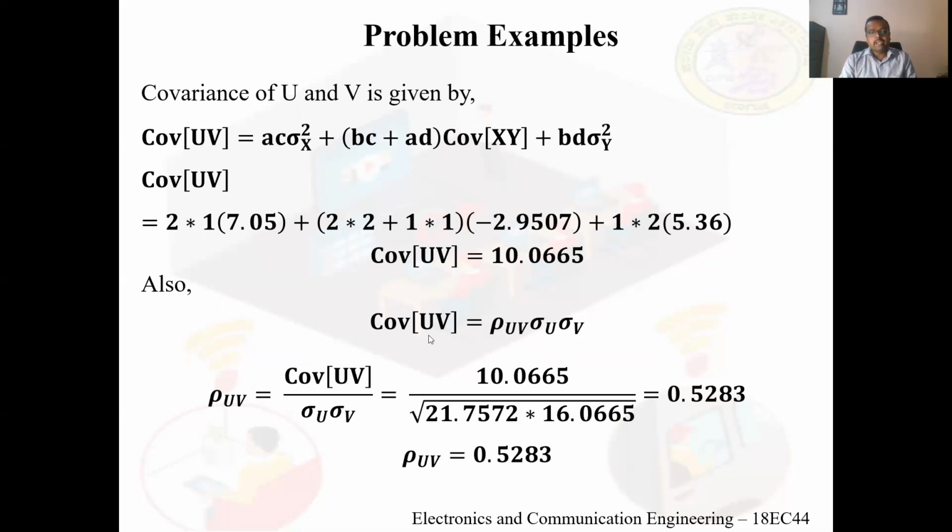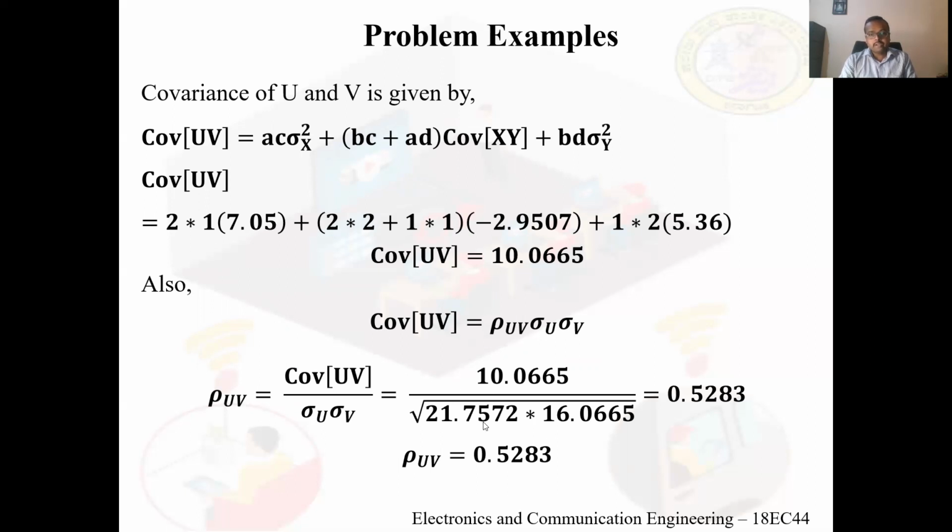Now, ultimately, you need to calculate the correlation coefficient of U and V. What is the formula we have? The correlation coefficient rho UV is equal to covariance of UV divided by sigma U multiplied by sigma V.